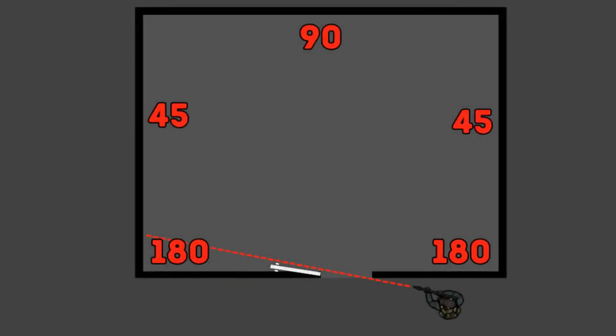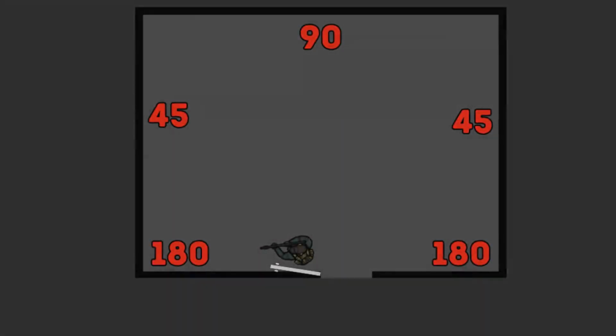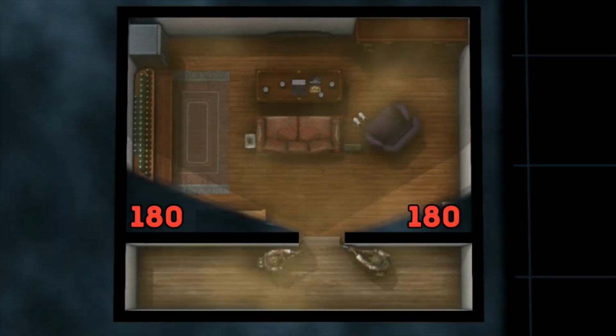First, we have the 180-degree angles. These are directly parallel to the right and left of the door, often forming the hard corners. Clearing these usually requires entry into the room. Because they have no exposure from the doorway, they are common hiding or ambush positions, making them arguably the most dangerous angles within the room for the assaulter.